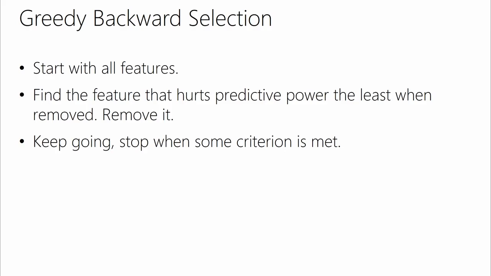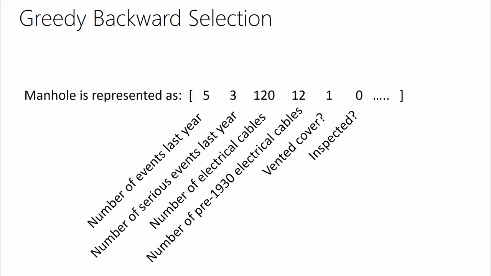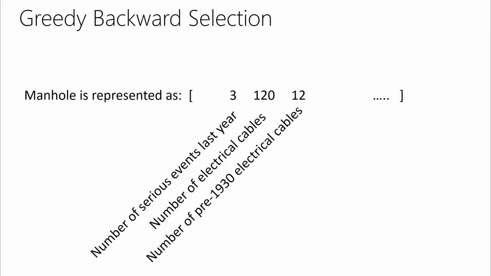And here, you want to stop removing features when it's actually starting to hurt your accuracy to keep removing them. Okay, so you start here with all the features, and then you remove one that isn't very important for predicting the label, and you keep doing that until you start losing lots of accuracy, and then you stop. And that's how it works.